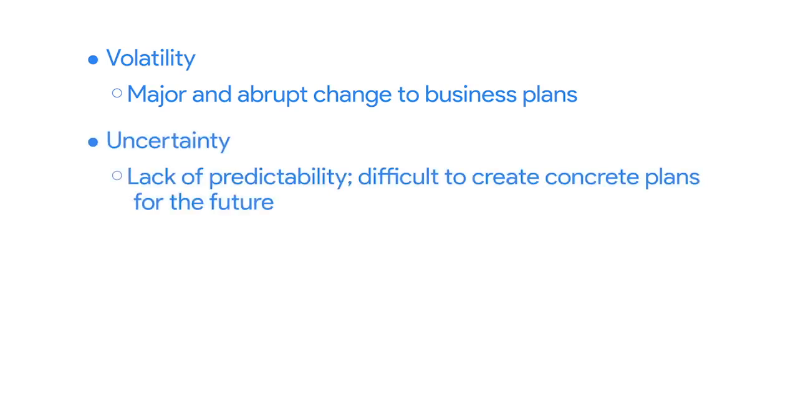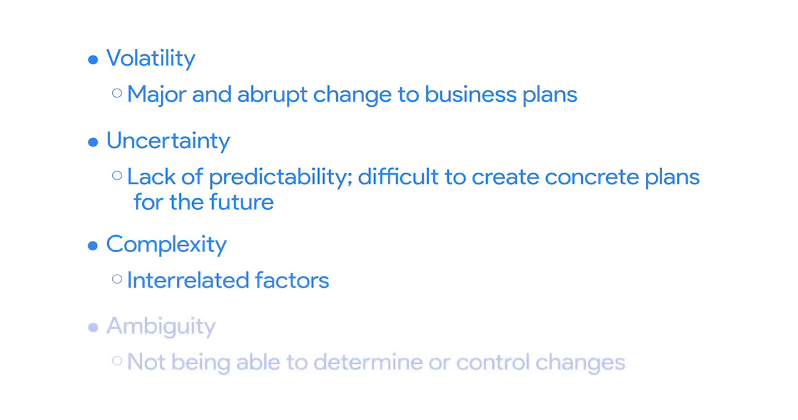Uncertainty through a lack of predictability, which made it difficult to create concrete plans for the future. A high level of complexity due to interrelated factors like suppliers and the economy, and they experienced ambiguity by not being able to determine or control what might cause future changes.